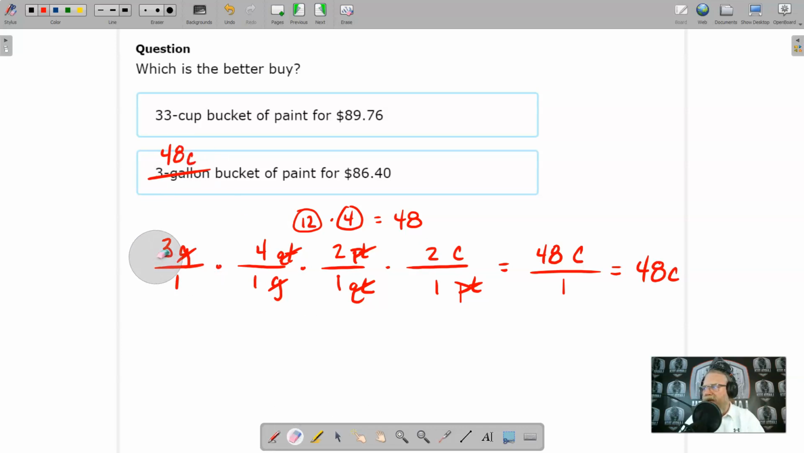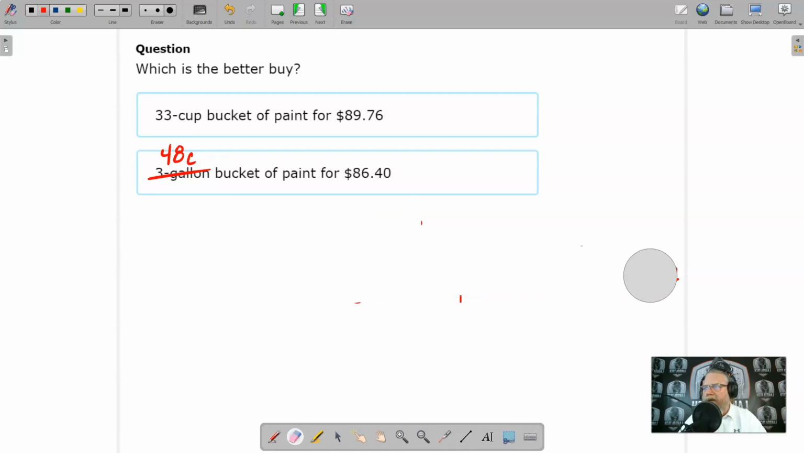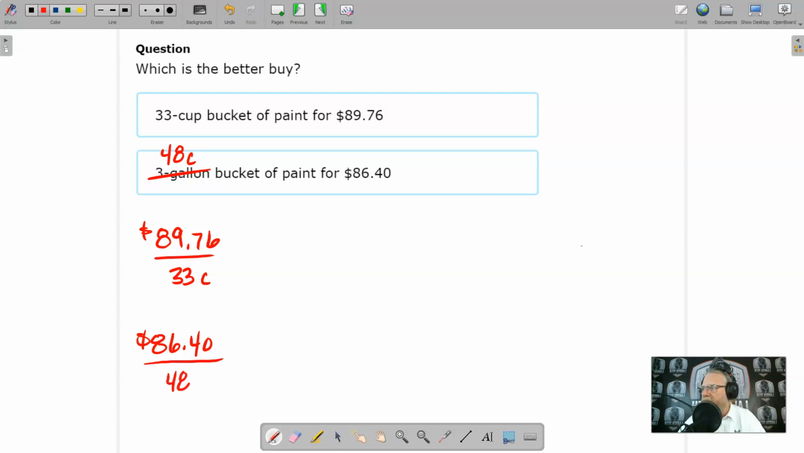So now that I've done that, I'm going to get all this out the way so I can do my calculations here. And now let's go ahead and do our unit prices on this. So for $89.76, I can get 33 cups. And for $86.40, I can get 48 cups.